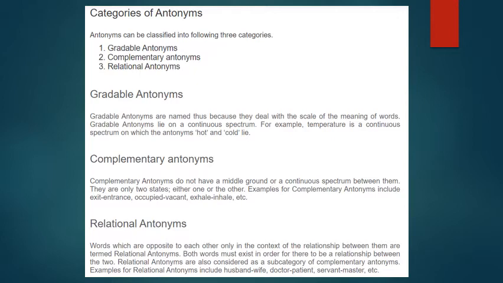Now let's see the third one, relational antonyms. Words which are opposite to each other only in the context of the relationship between them are termed relational antonyms. Both words must exist in order for there to be a relationship between the two. Relational antonyms are also considered a subcategory of complementary antonyms. Examples: husband, wife; doctor, patient; servant, master.